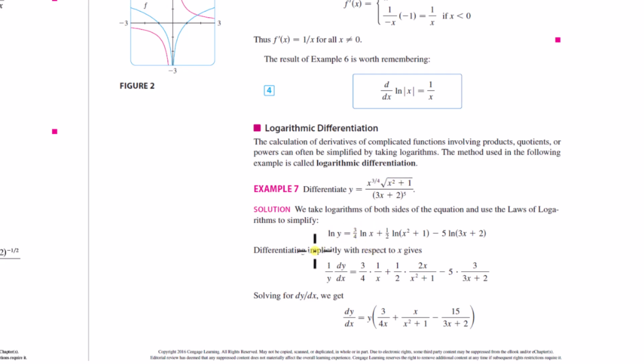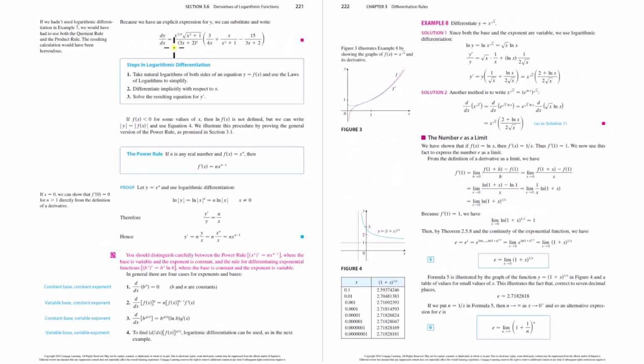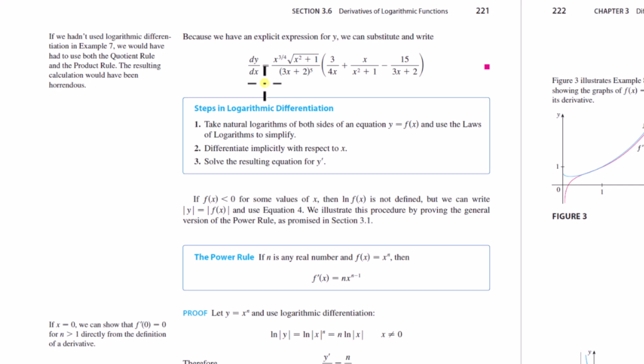And then they do implicit differentiation to find dy dx. Okay, so they solve for dy dx. They get this. Now they've got y here, so they substitute y back in. And there's dy dx, right? That's a lot simpler and easier to do than using the quotient rule there.